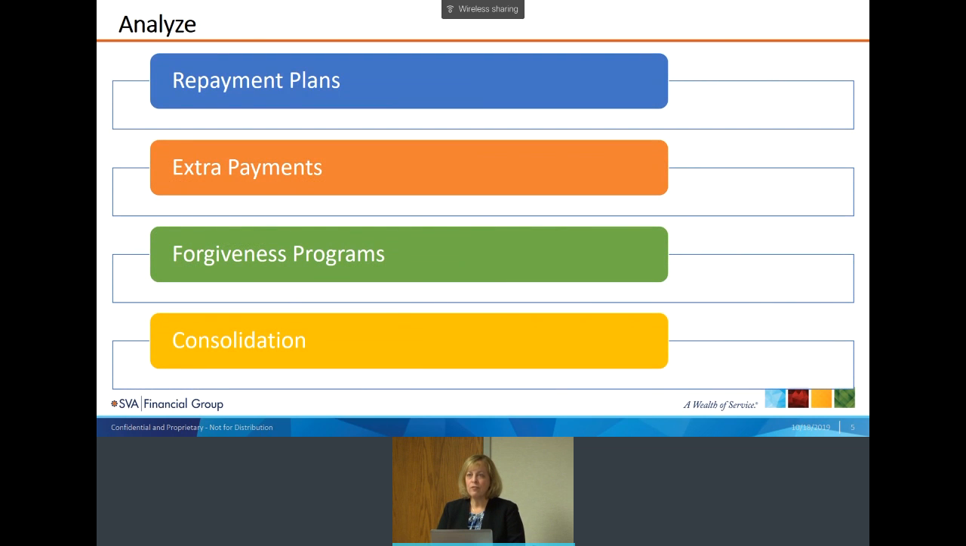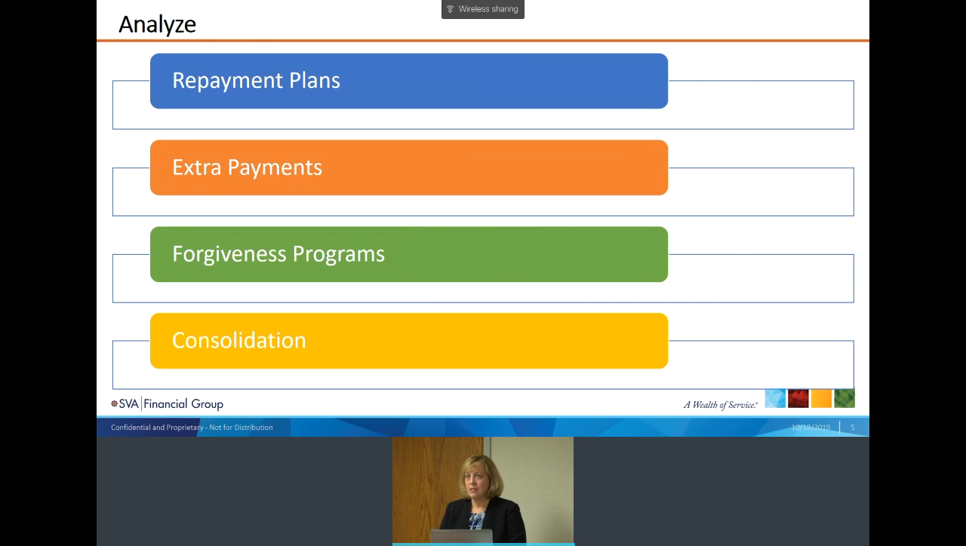The next step after you've gotten everything together is to then analyze your information. It's very important to do this on a consistent basis, at least annually, and to put an appointment reminder in your phone or your calendar to remind you to take a look at your student loans again. I'm going to highlight 4 different considerations in analyzing your loans. The repayment plans is the first.